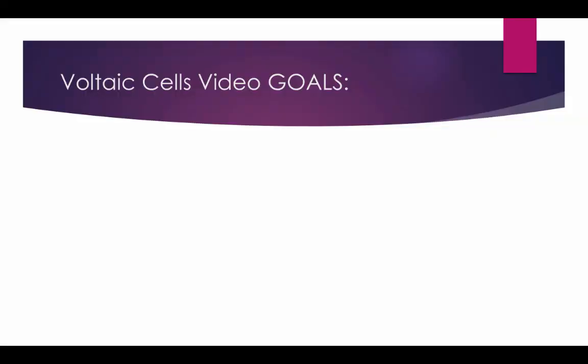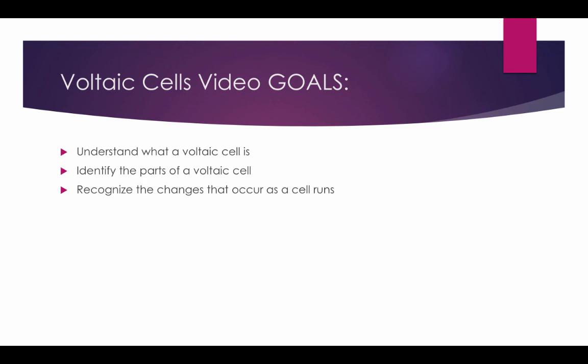That brings us to the end of this video. Let's review our goals. First, we looked at what a voltaic cell is. Then we learned to identify the parts of a voltaic cell. And finally, we recognized the changes that occur as the cell runs.